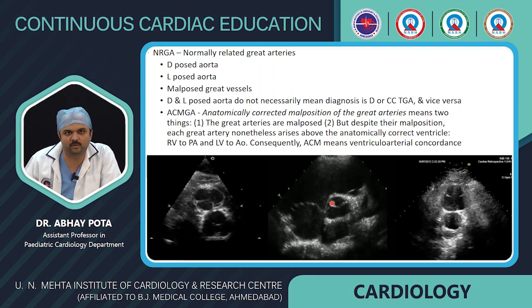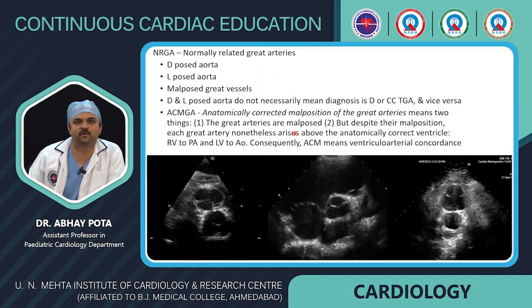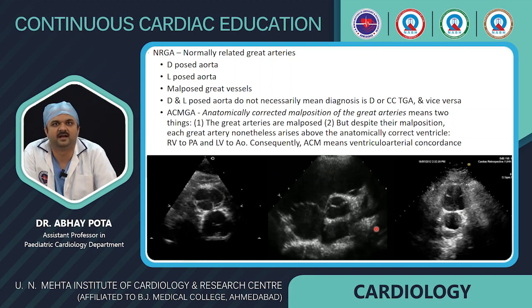An important thing is that on echo we comment on the relationship of great arteries at the level of valves. As we can see here, these are the valves. We comment on great arterial relationships based on their relationship with each other at the level of valves. Then multiple other combinations are possible, like side by side great arteries and others. They are called malpost great vessels. So this is normally related great arteries, D-posed aorta, L-post aorta. If there are other relationships, then it is called malpost great vessels.